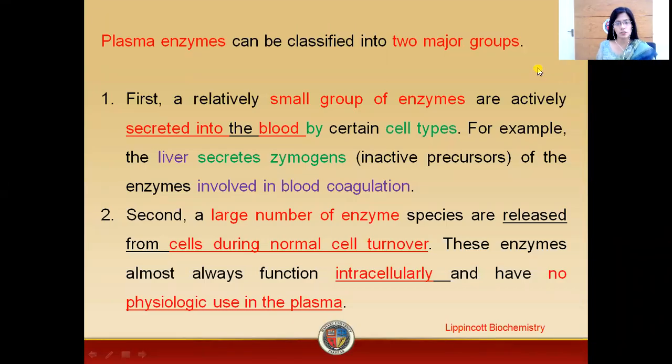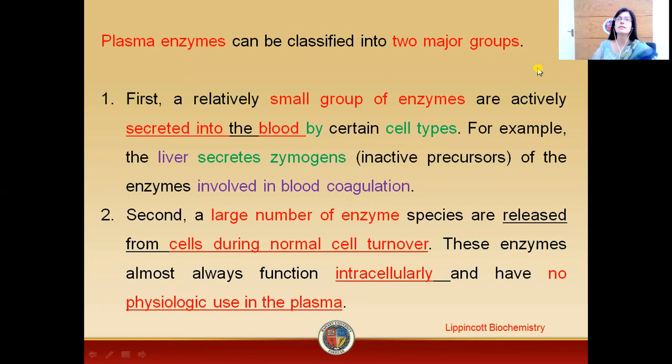Students, in today's lecture, we are going to study different categories of the enzymes. We basically categorize enzymes into two main categories, into two main divisions. First one are the functional plasma enzymes. The second one is the non-functional plasma enzymes.